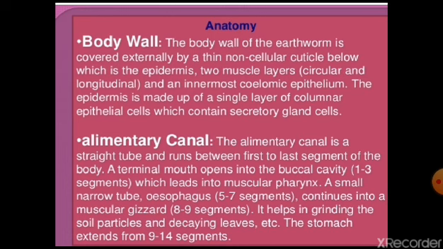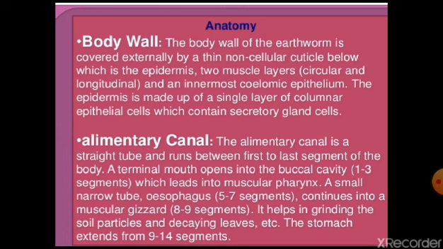Now let us discuss alimentary canal. The alimentary canal is a straight tube and runs between first to last segment of the body. That means it runs through the entire body of the earthworm. A terminal mouth opens into the buccal cavity which lies in segment number first to third, which leads into the muscular pharynx.